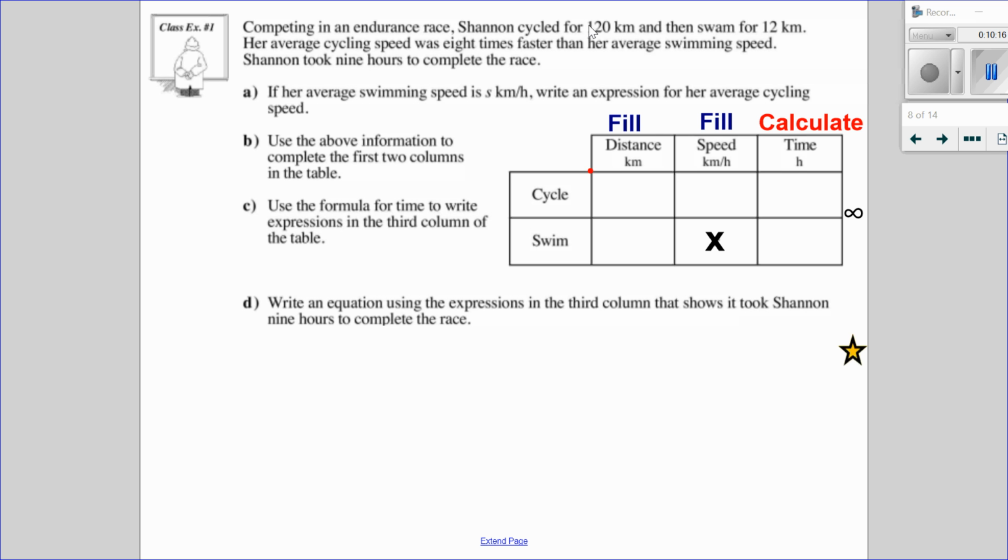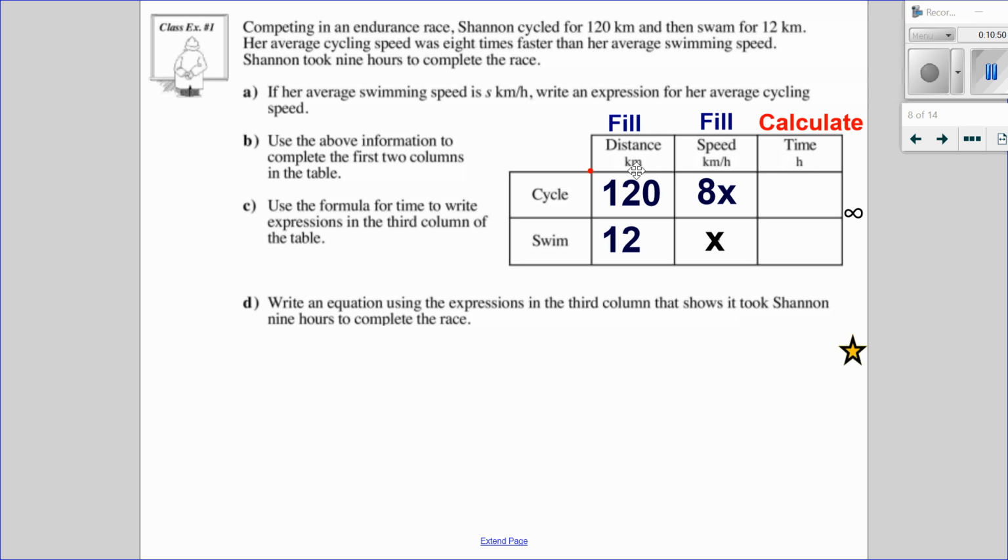So she cycles for 120 kilometers, so that's 120, and swims for 12. Okay, so I've done my first fill. Now, her cycling speed was 8 times faster than her swimming speed. Since we're comparing cycling to swimming, notice we have the variable as swimming. She cycles 8 times faster, so her cycling speed is 8 times her swimming speed. So it's 8x. I've done my 2 fills. So I did fill, and now I'm going to do calculate.